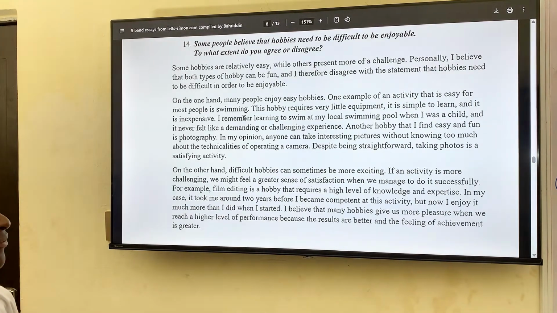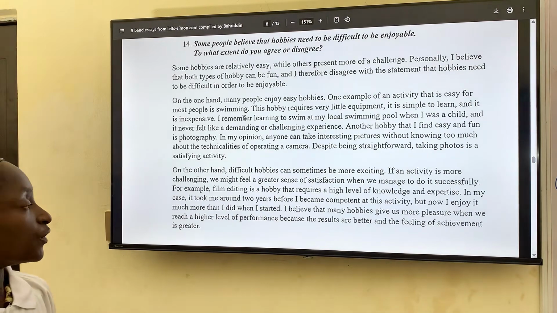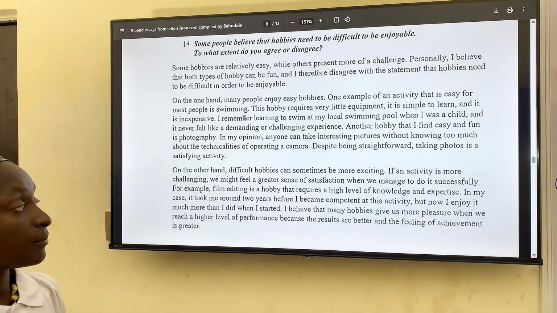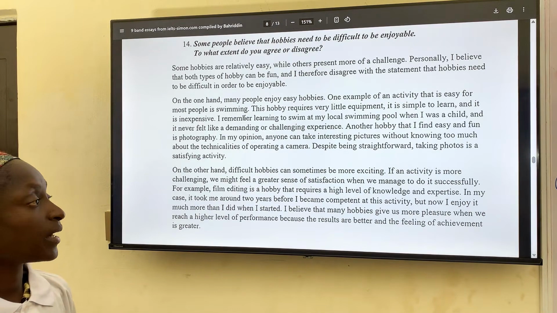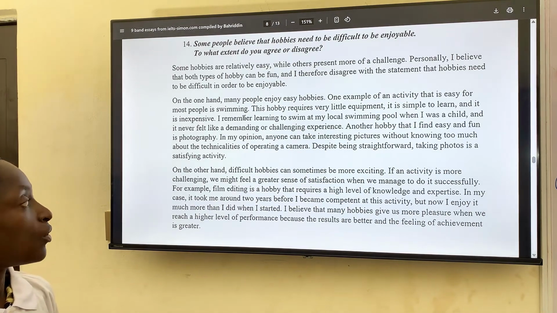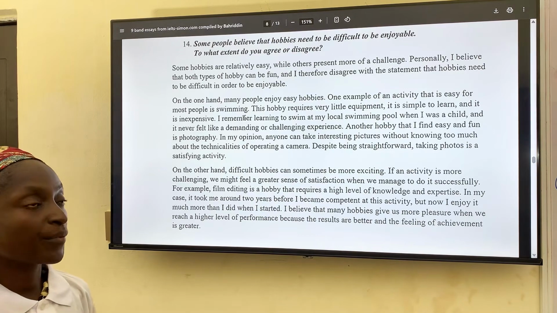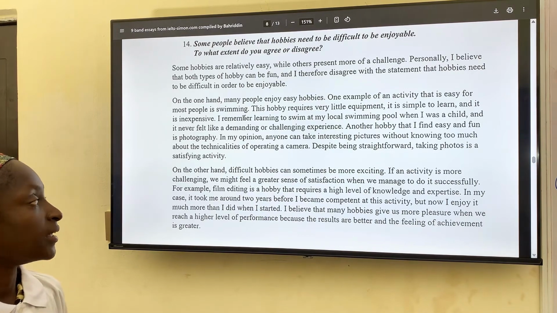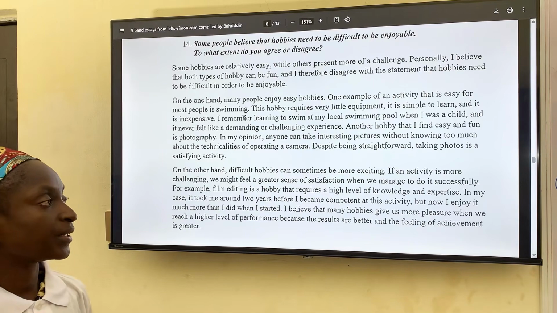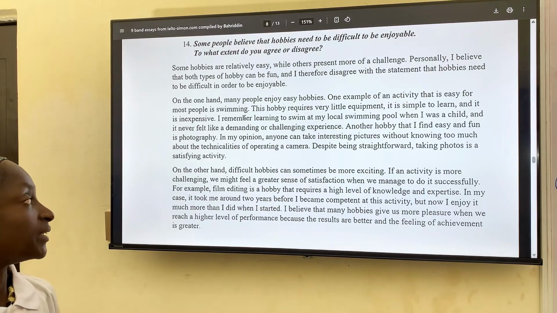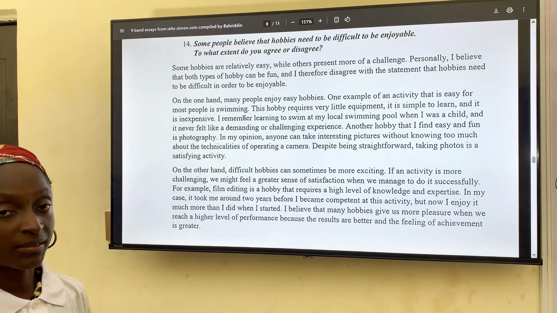Another hobby that I find easy and fun is photography. In my opinion, anyone can take interesting pictures without knowing too much about the technicalities of operating a camera. Despite being straightforward, taking photos is a satisfying activity.